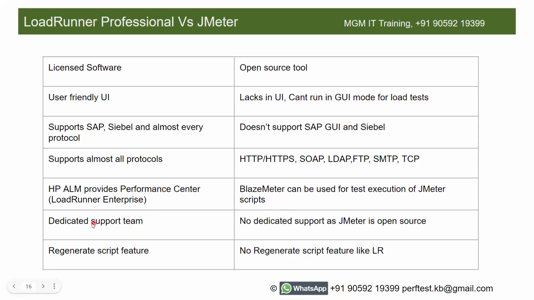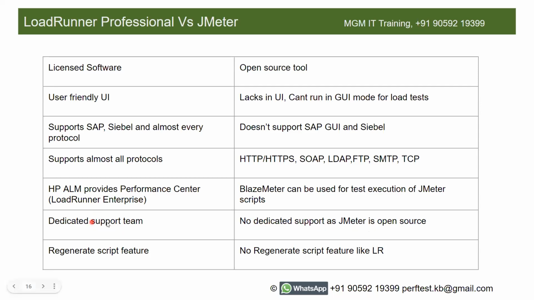And dedicated support team. LoadRunner has a dedicated support team. I explained just now, when do we require this help? If you have some tool issues or recording issues, and you have a LoadRunner license, you can approach that support team. You can raise a support ticket and take some help from them. Whereas JMeter is open source, there is no dedicated support team.